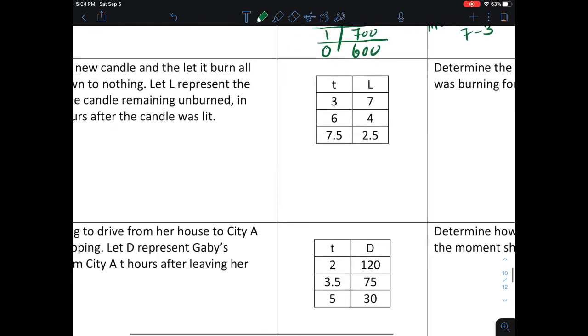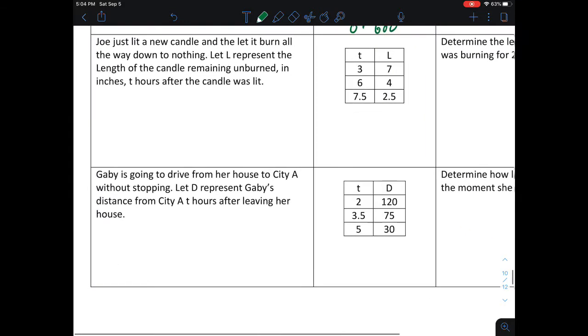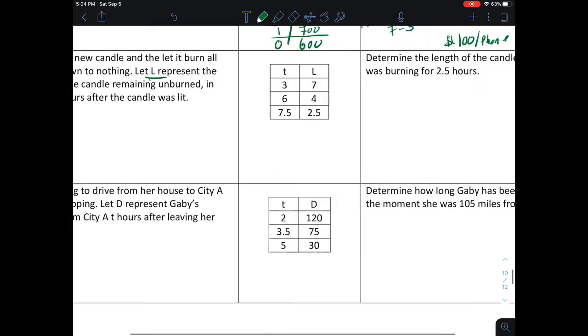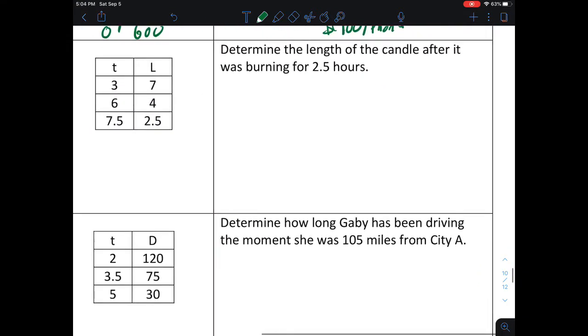We have another one. Let's see. Joe just lit a brand new candle and he's letting it burn all the way down until the whole thing's gone. So L in this case is representing the length of the candle remaining in inches after T hours since it was lit. So we want to use this table to determine what was the length of the candle after it burned for 2.5 hours.